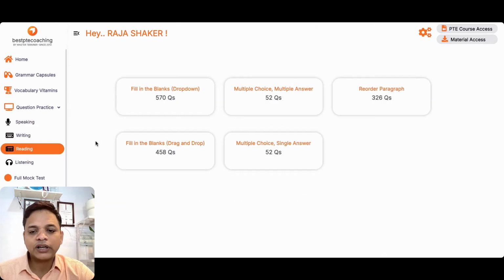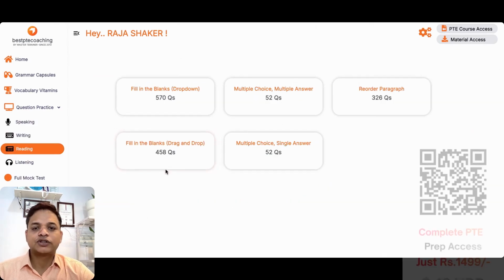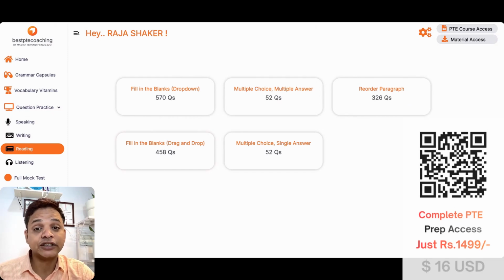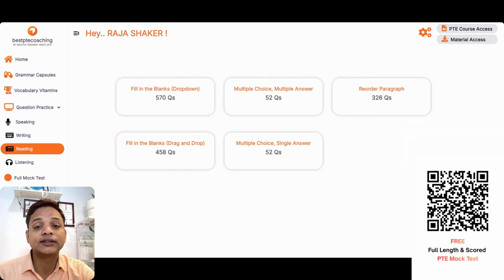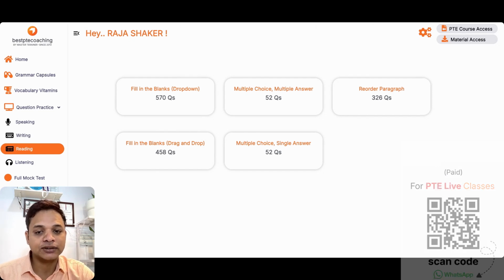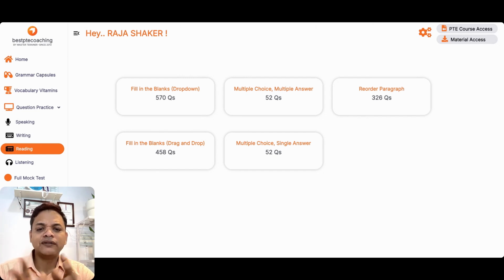In order to talk about time management, guys, we have to look at the structure of the reading module. This is the first task. When you enter the reading module, fill in the blanks, drop down. It has a weightage of 22 plus marks. And this is the second task, which is multiple choice. So you are attempting this after finishing a mega task, right? So how much time to invest on one multiple choice, multiple answer?